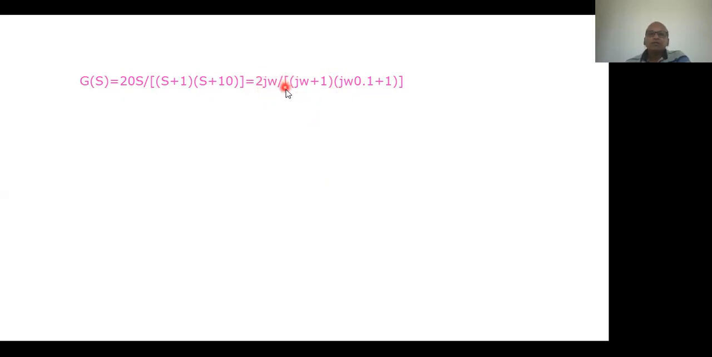If we consider the simple pole on the real axis, the corner frequency is equal to 1, and the slope is equal to minus 20 dB per decade. For this, again the corner frequency is 1 upon T, that is 1 upon 0.1, equal to 10. The slope is minus 20 dB per decade. We will draw the magnitude Bode plot.